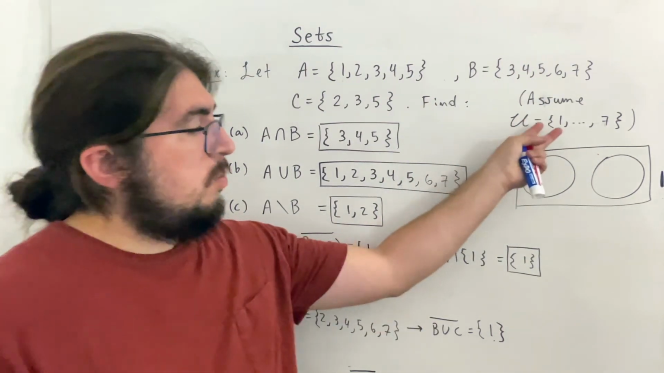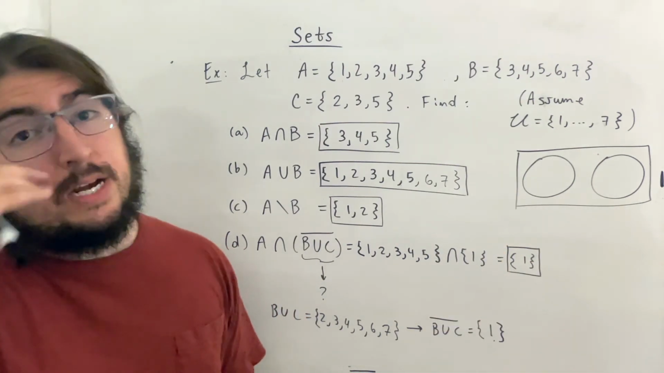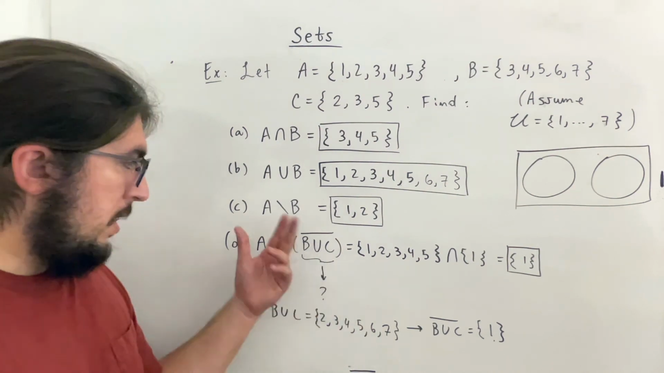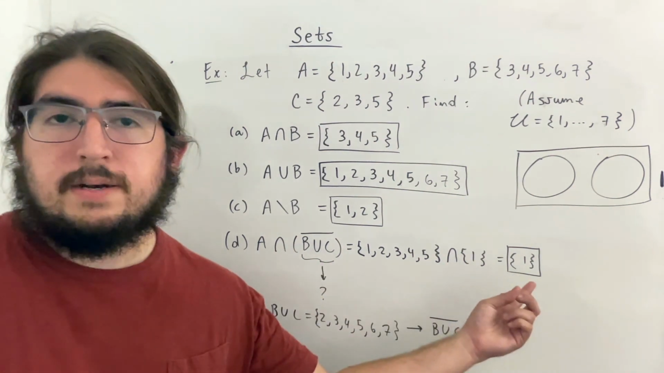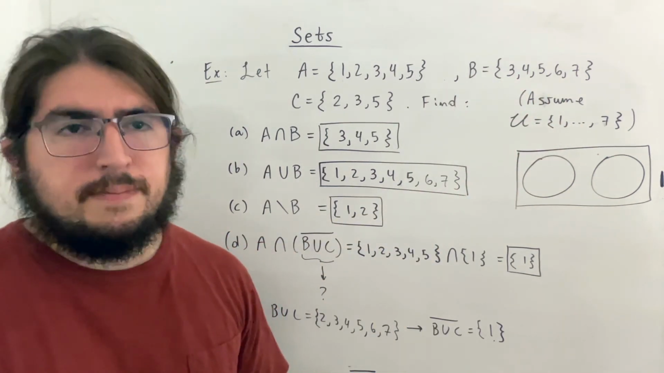And even if our universe wasn't 1 through 7, if it was beyond this, in fact, if it was every number, for example, the set of all things that are not in this, but also in A, still must be 1, no matter what your universe set is, but that just made our conversation a little easier, I think.